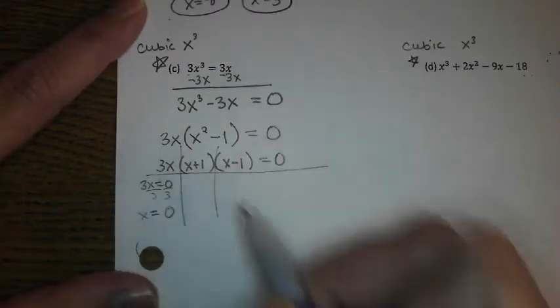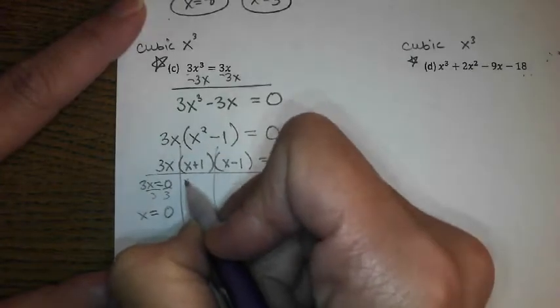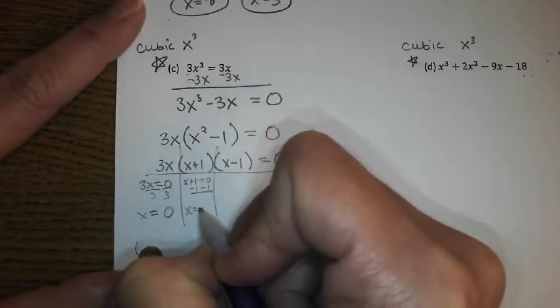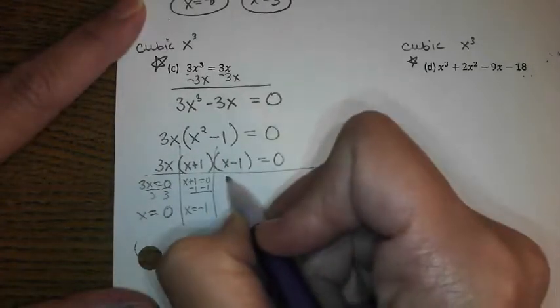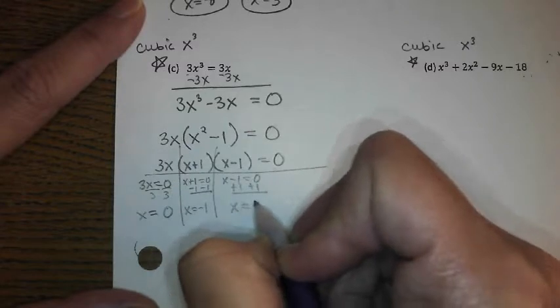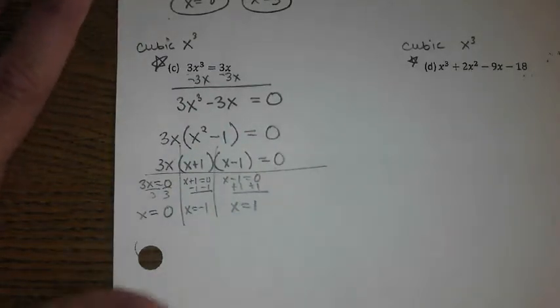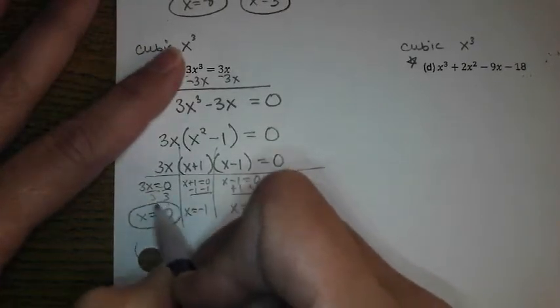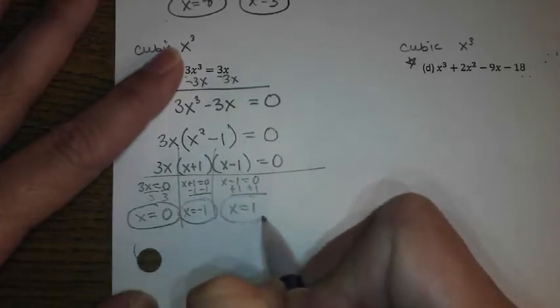0. When we tee x plus 1 up, subtract 1 from both sides, we get x equals negative 1. And when we tee the third factor up, add 1 to both sides, we get x equals 1. So we have how many solutions? 3, right? 0, negative 1, and 1.